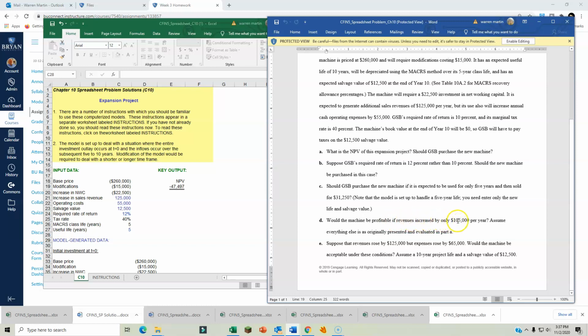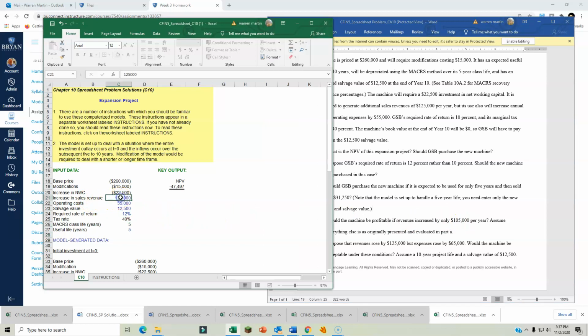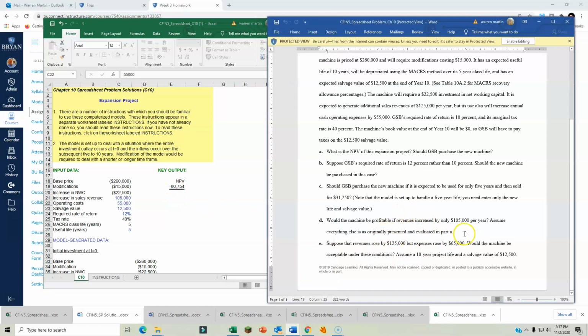So, number D, again, would it be profitable if the revenues increased by only 105? So we go back up here to that 125 and we change that to 105. And again, see what it did to the number? Made it a negative 90. So here you would just answer that.